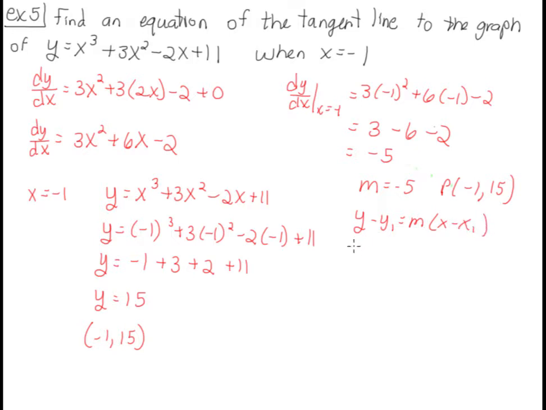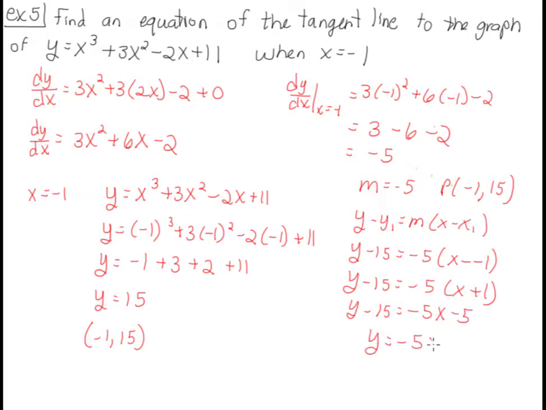So substituting in 15 in place of my y1, -5 in place of my slope, and -1 in place of my x1. Simplifying this down and getting y equals. My tangent line equation will be y is equal to -5x plus 10.